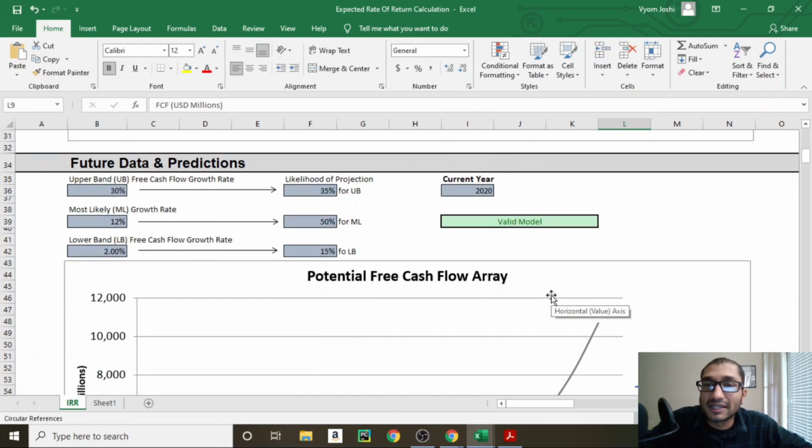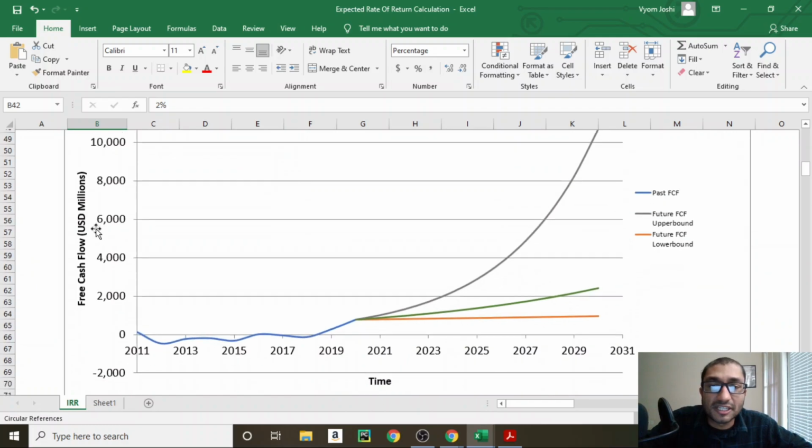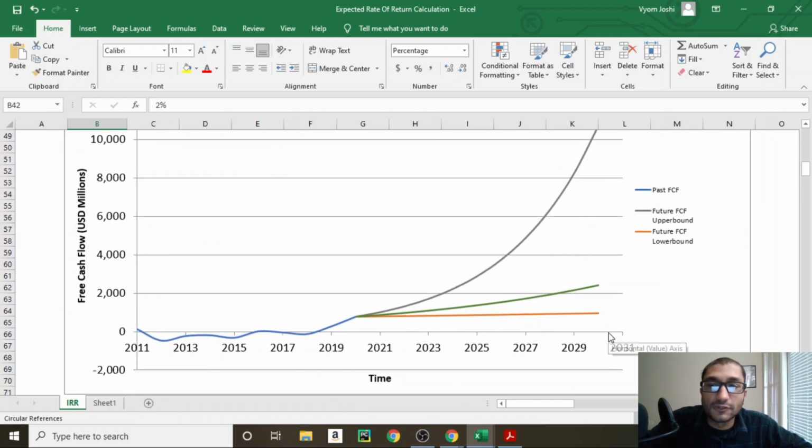Next, looking at the future data and predictions, I'm assuming that there's a 35% likelihood that AMD's free cash flow will grow at 30%, a 50% likelihood that its free cash flow will grow at 12%, and a 15% likelihood that its free cash flow will grow at 2%. These are the potential free cash flow arrays that we get into the future.